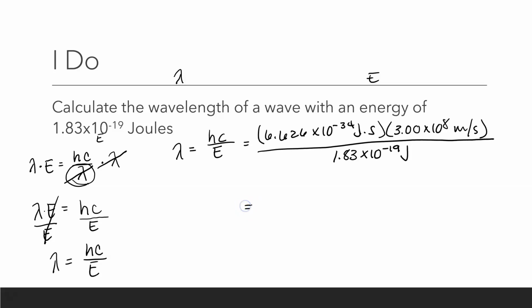So solving it in our calculator, we enter in 6.626 E negative 34 times 3 E 8 divided by 1.83 E negative 19. And you should end up with 1.09 times 10 to the negative 6 meters. And that is our lambda.